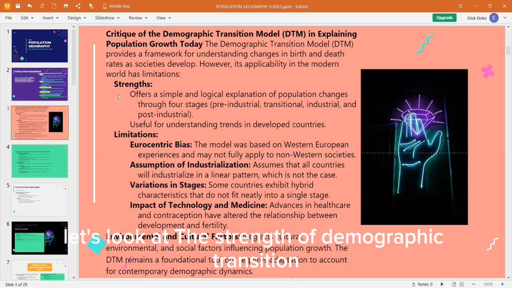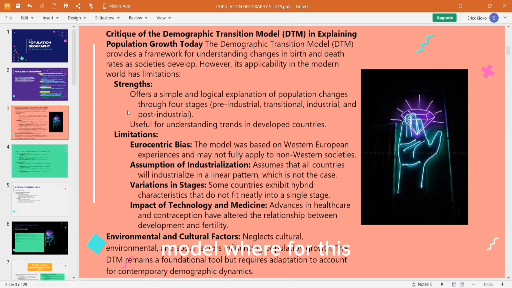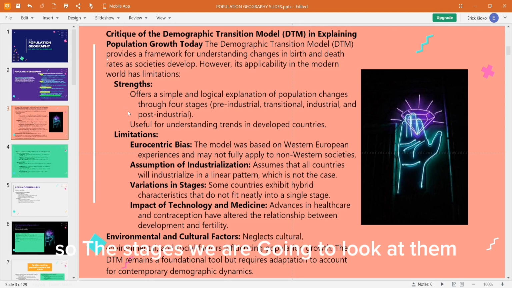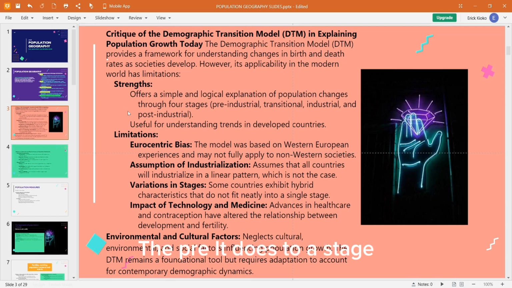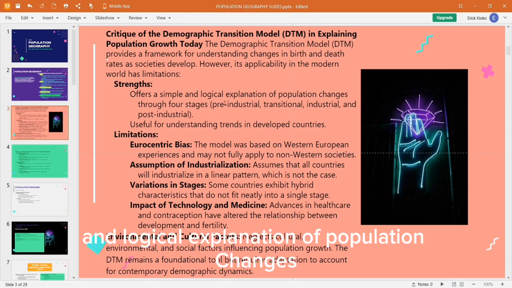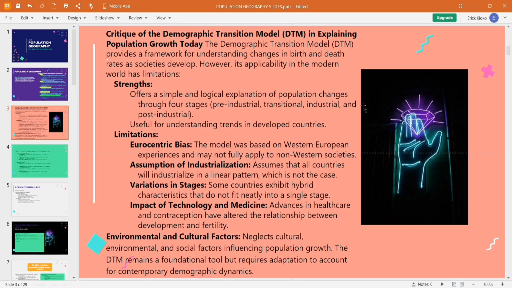Let's look at the strength of the demographic transition model. We have also the stages. We are going to look at them. The pre-industrial stage, and so on. The strength is that it offers a simple and logical explanation of population changes through four stages: pre-industrial, transitional, industrial, and post-industrial. So let's go to limitations.